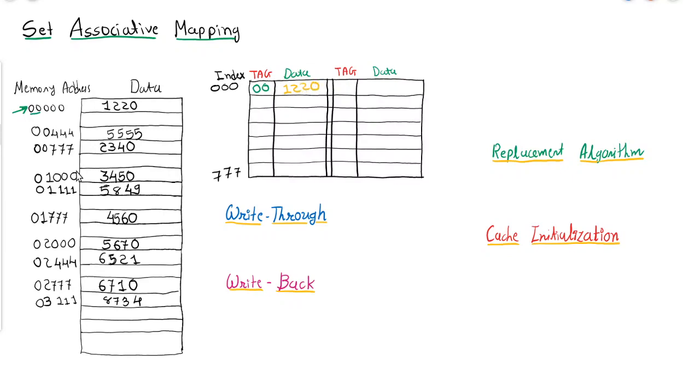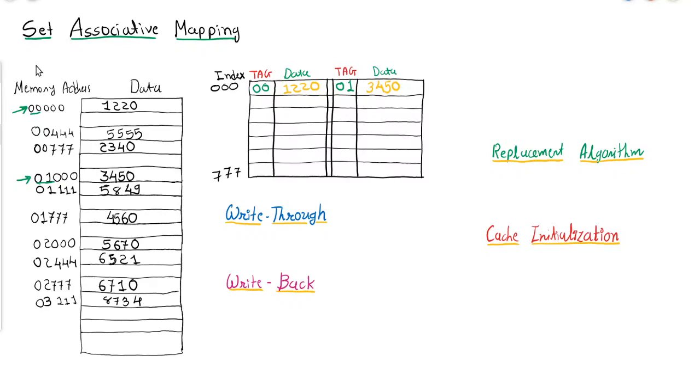Then let's say the CPU is again executing an instruction, this one, 01000. Now what is the index? 000, and what is the tag? 01. So 01 is the tag, it will go to index 000 and check whether the memory location is available or not. The memory location is available, so along with the tag the data will be stored into the memory. Here the value is 3450. Clear with this?